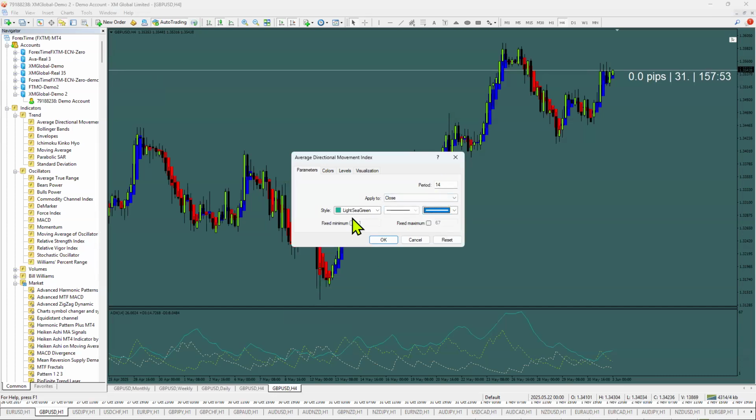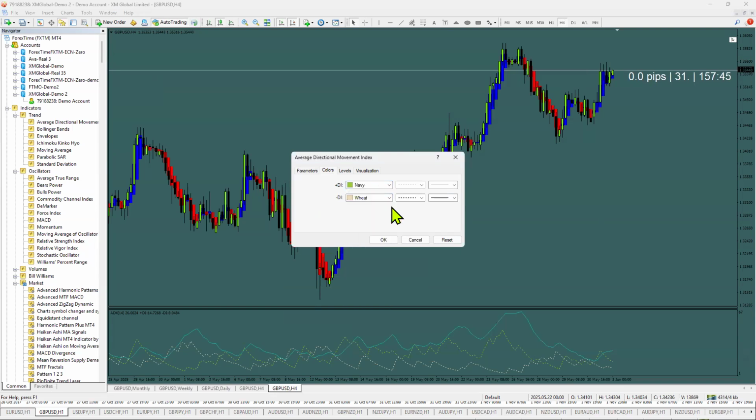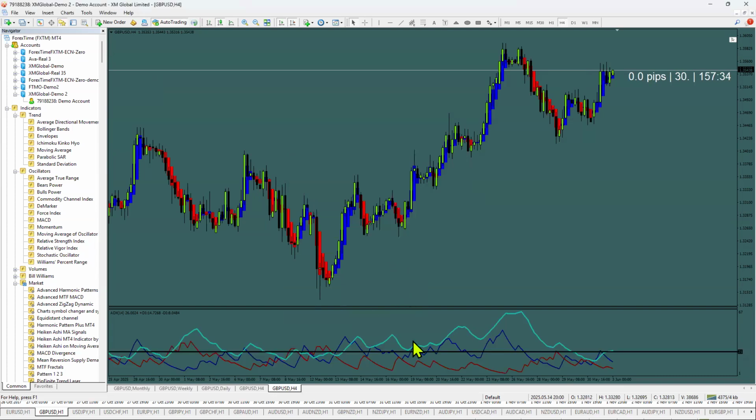14. Fine. Then this color, this plus DI minus DI, you can decide to make this one blue, or let's say navy blue and maroon. I prefer navy blue and maroon. And then you can come here and then this whole thing will change. Look at it.